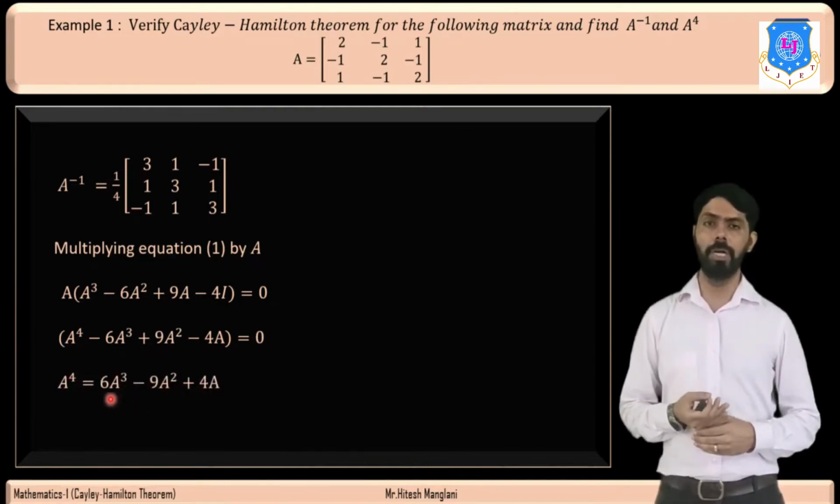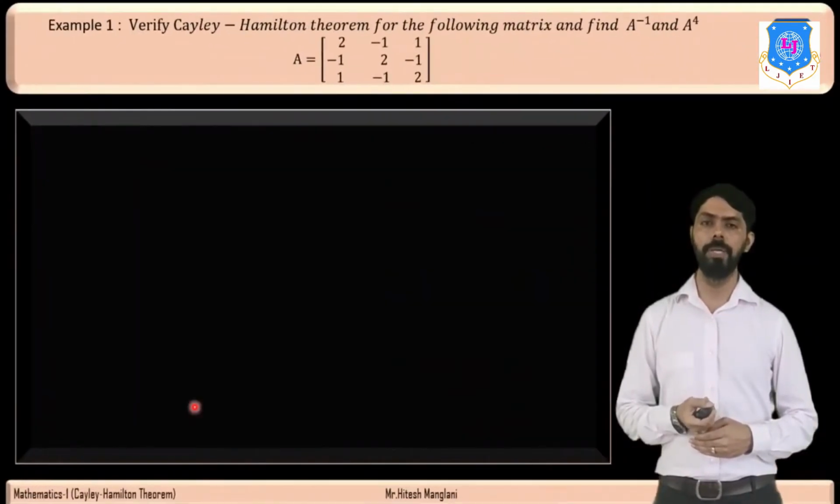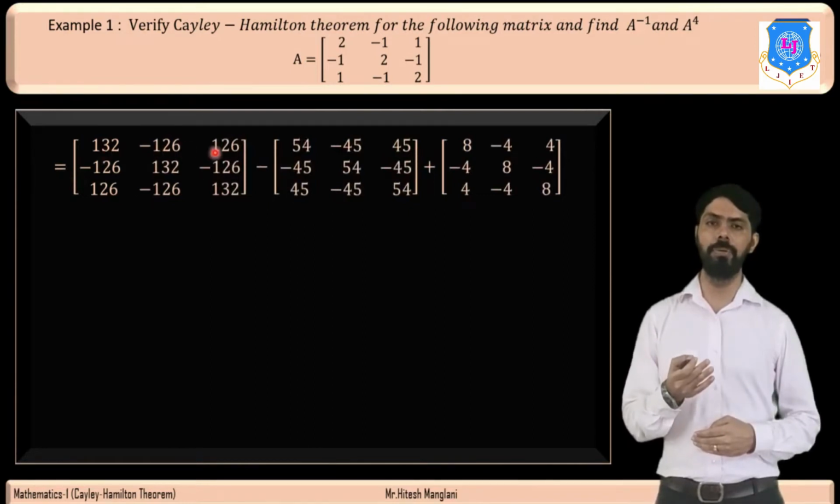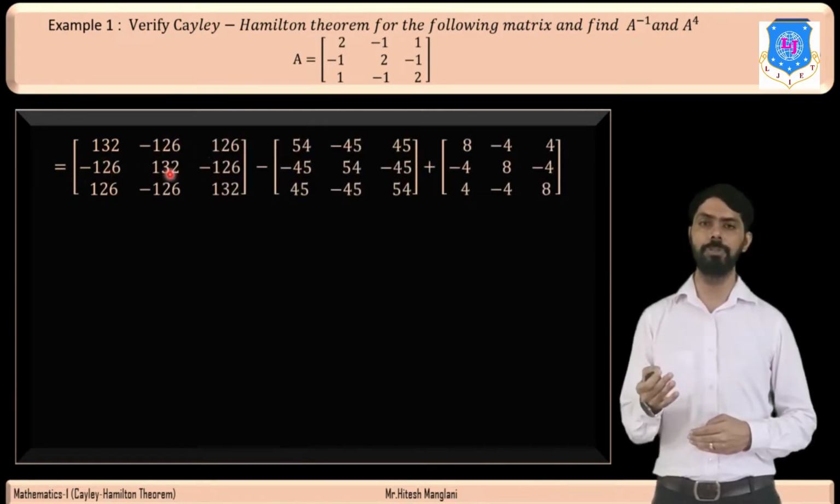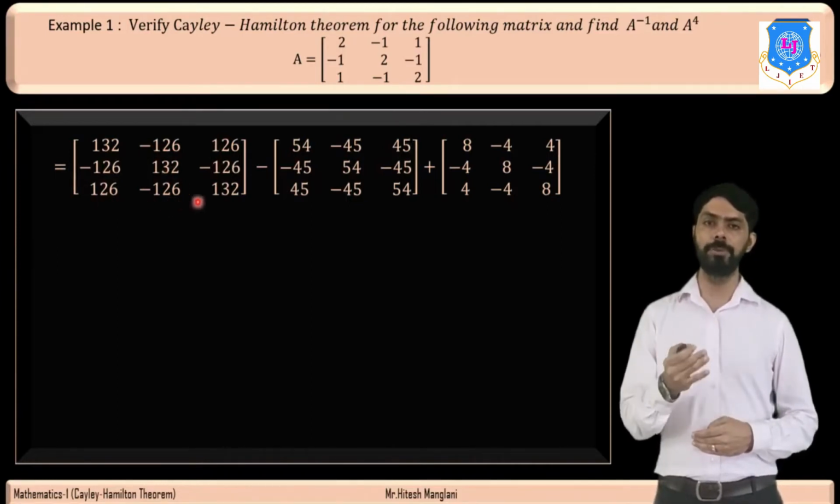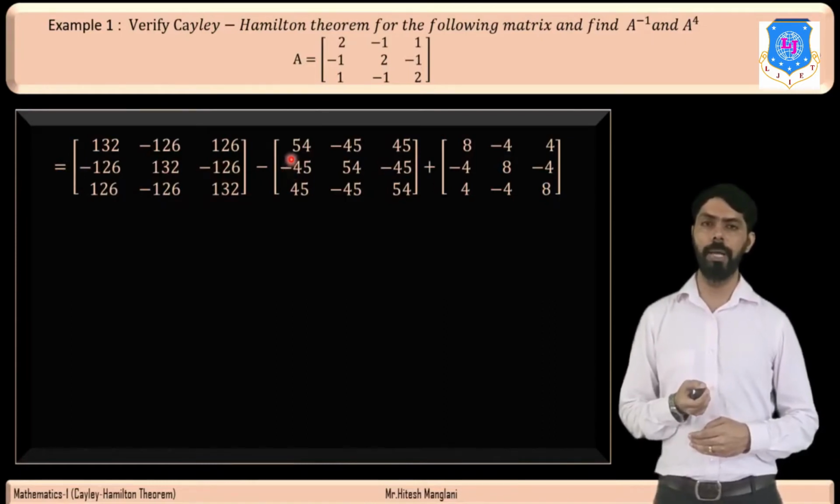Now here we have already found A cube and A square, so we will put A cube and A square in this result. So it will be 6 into A cube. Here we will have to multiply all the elements of A cube by 6. So it will be [132 -126 126; -126 132 -126; 126 -126 132], then minus 9A square. So we will have to multiply all the elements of A square by 9.